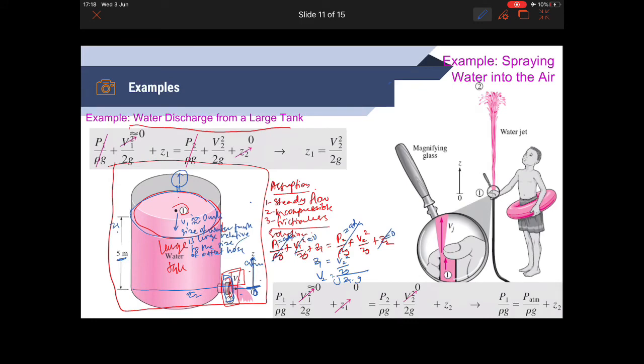How about the second example? Look at this boy playing with the water hose to make a water jet coming out vertically into the air. In this figure they show us point number 1 when they zoom in, and point number 1 is at the location before the obstruction by the finger. Point 2 is at the top of the water jet, where basically the water reaches the maximum point and then goes down. Okay, let's do this together.